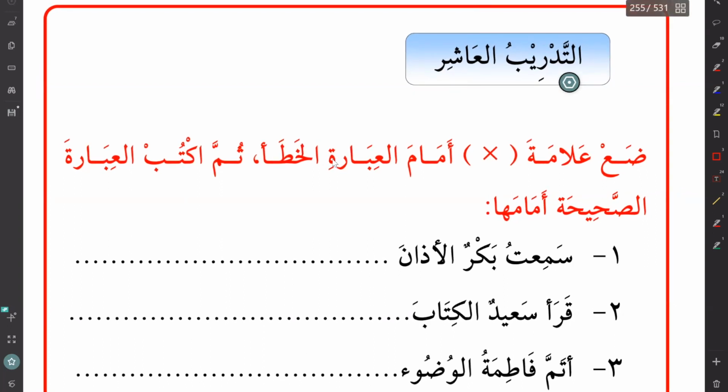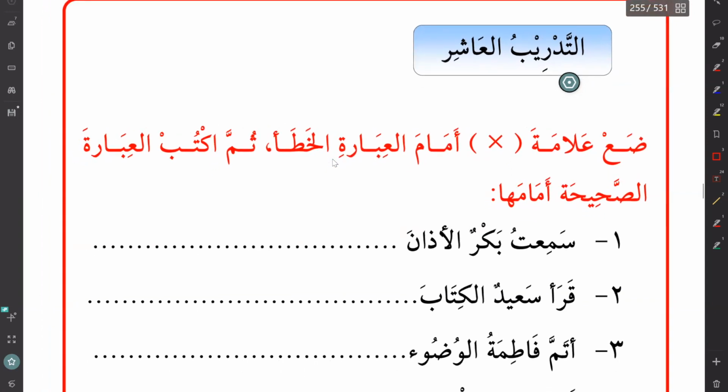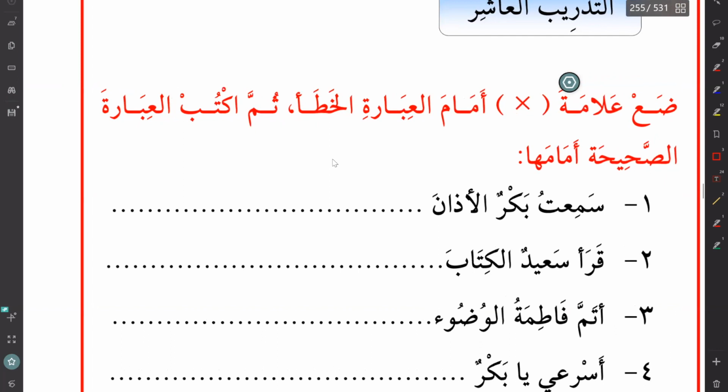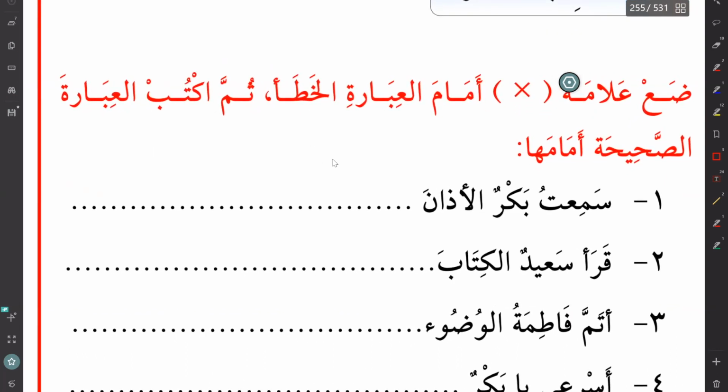نعم التدريب العاشر. The 10th exercise, it says ضع علامة الخطأ أمام العبارة الخطأ ثم اكتب العبارة الصحيحة أمامها. So there might be some mistakes in these sentences. So we have to find them and then correct if there is any mistake.